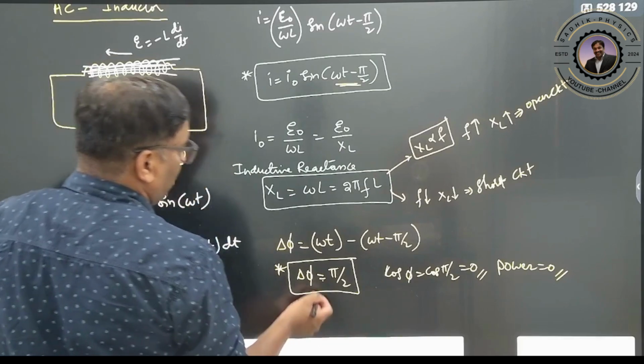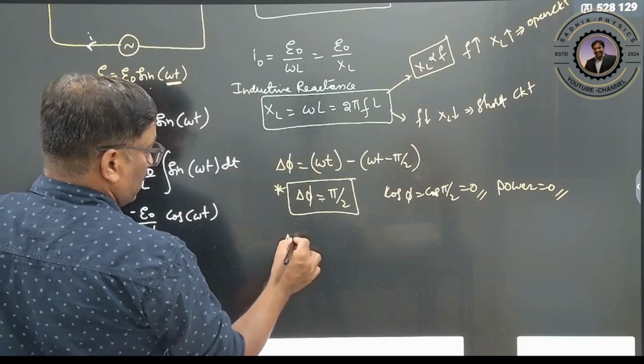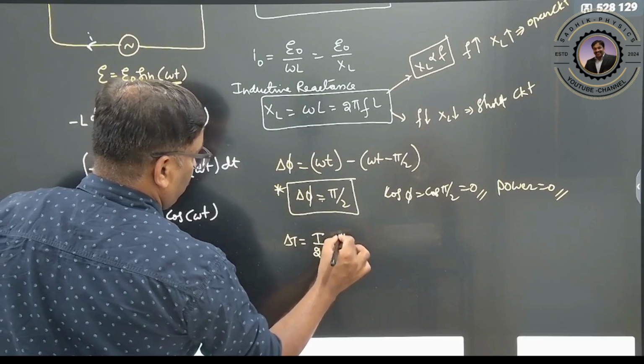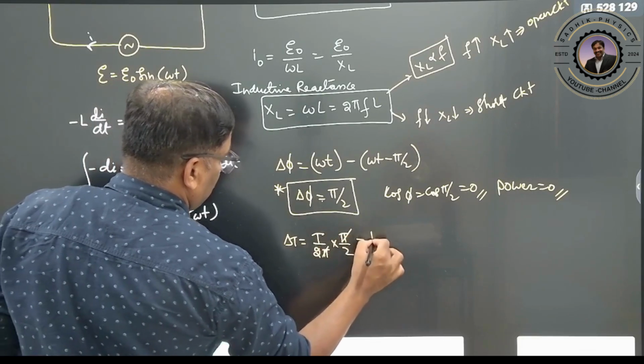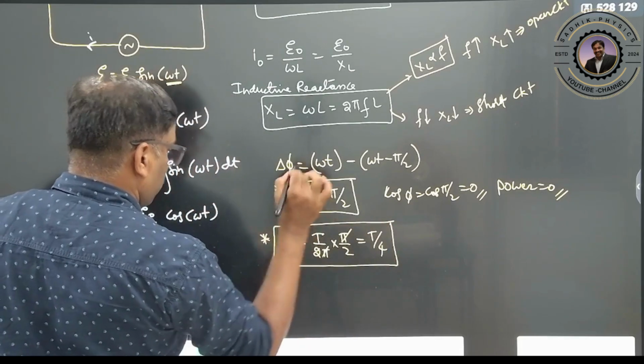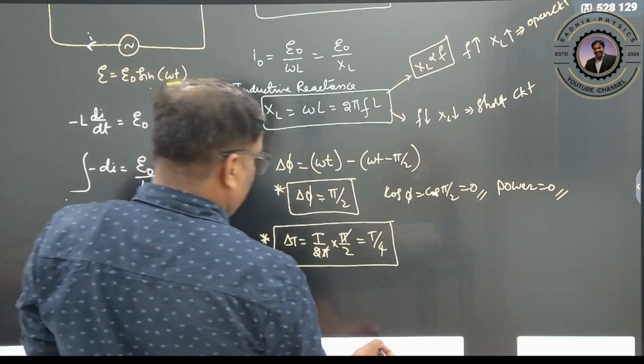Now what will be the time difference here? What will be your time difference now? So time difference t is equal to T by 2 pi into phase difference, which is pi by 2, pi cancels, therefore T by 4, therefore 1/4 of the period. So this will be the time difference. Clear? So can you tell me which is leading and which is lagging?